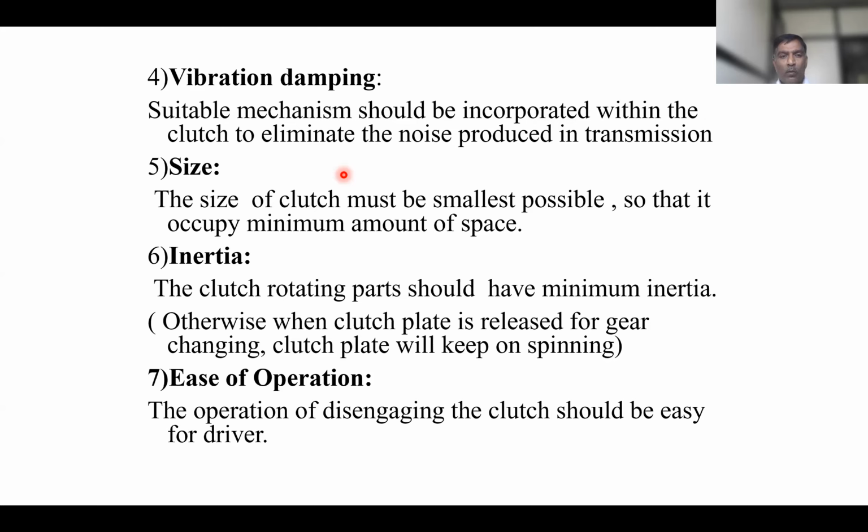So the construction of the clutch assembly is made in such a way that there are vibration damping properties. How to provide those? By providing springs on the surface of the clutch plate. Inner circle or at some radius, these springs are provided, which I will show. Then the size of the clutch must be the smallest possible so that it occupies a minimum amount of space. To make it a compact design, its size should be small.